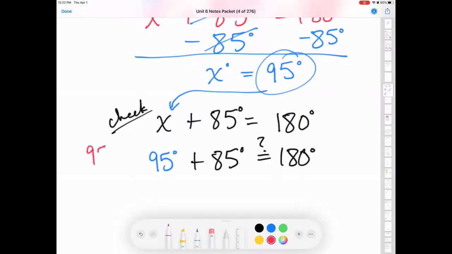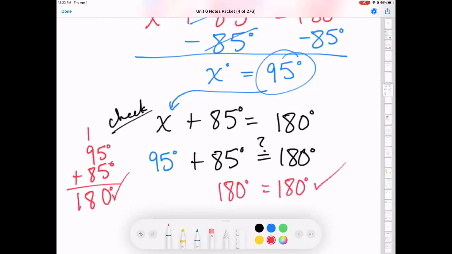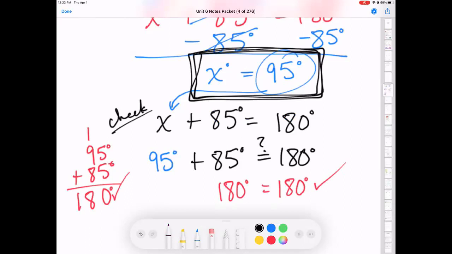So 95 degrees plus 85 degrees. The 5 plus the 5 gives us 0. We carry the 1. 1 plus 9 plus 8 does give us 18. So yes, we did get 180. So yes, in fact, this answer earlier for x is correct. That is the only x value that we can use where it is the same.